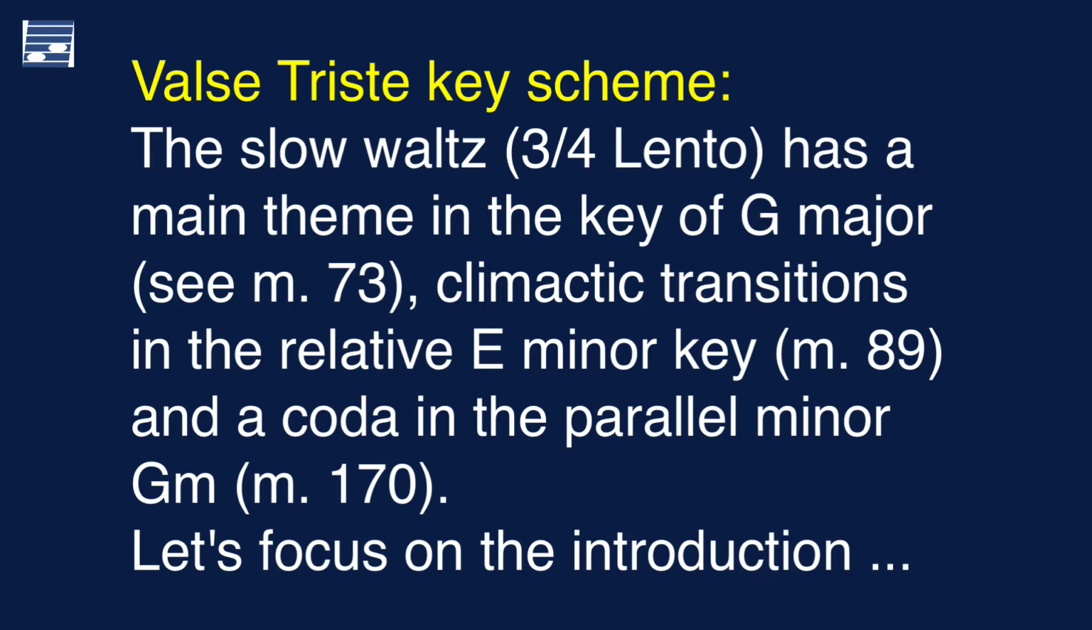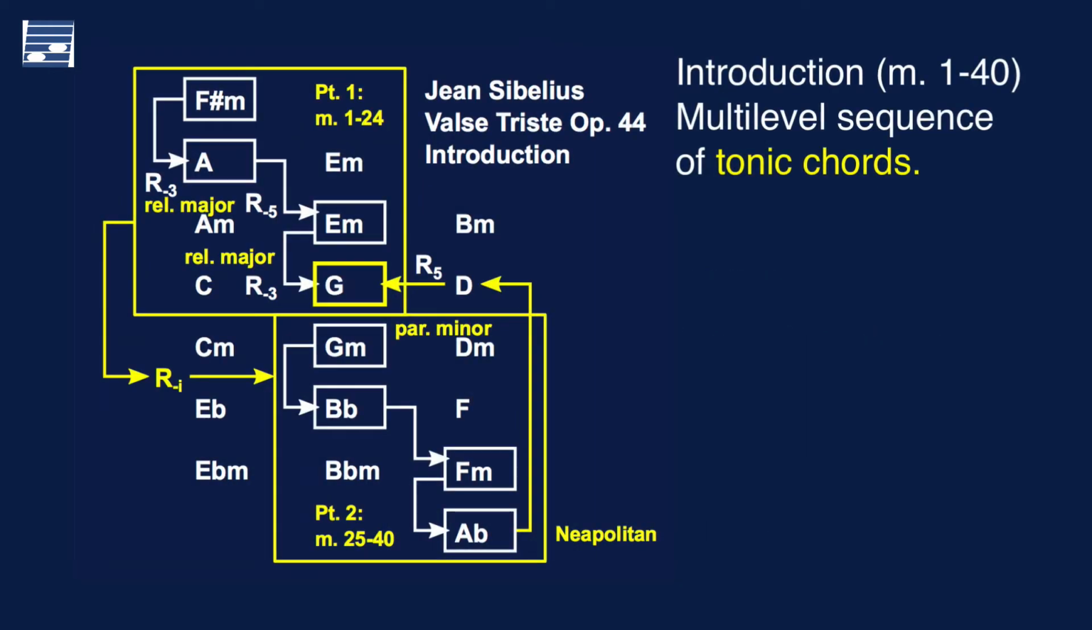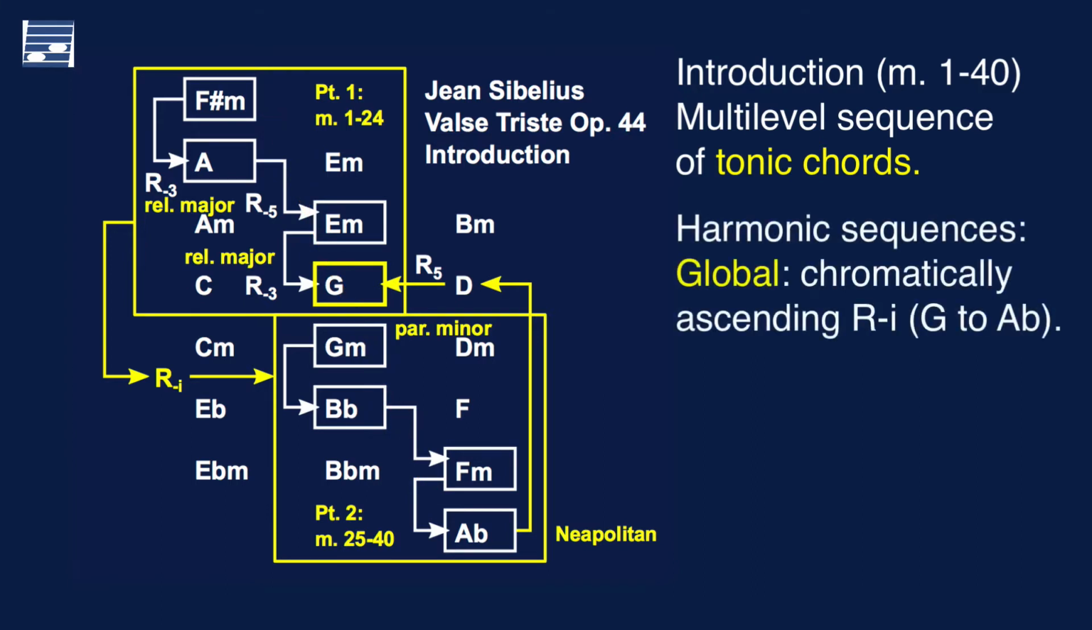We will see how these keys are first touched upon in the clever and efficient introduction. This diagram presents an overview of the intermediate keys in the introduction, measures 1 to 40. This section is divided into two identical parts that form the global level of the harmonic sequence.